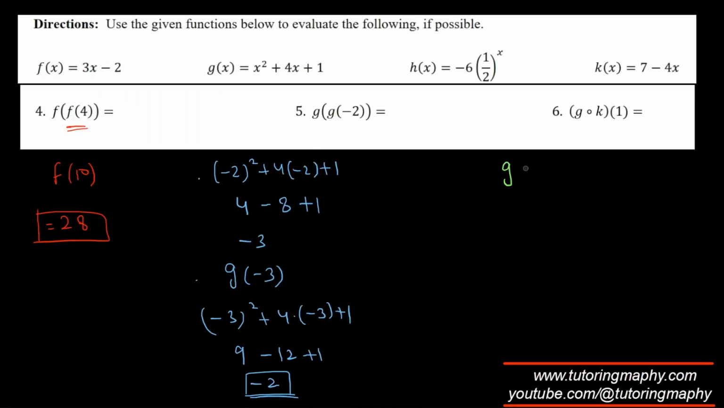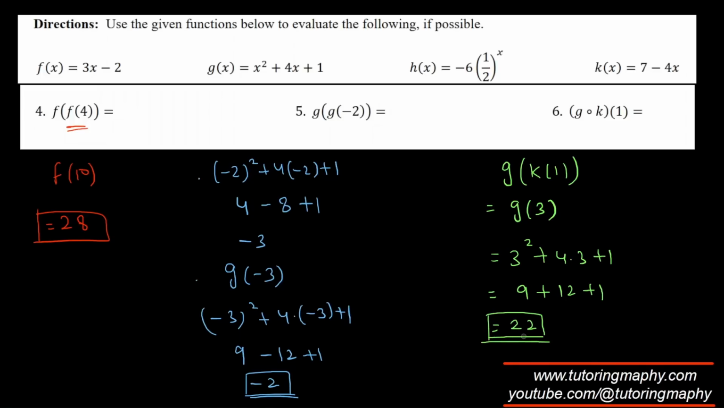g of k of 1, so g of k of 1, that's how we're going to write it. k of 1 is just replacing x with 1 over here. So 4 times 1 is 4, and 7 minus 4 is 3. So I'm looking for g of 3. g of 3 is right here. So I replace x with 3 over here. So that's going to look like 3 squared plus 4 times 3 plus 1, which is 9 plus 12 plus 1. 9 plus 1 is 10. 12 plus 10 is 22. So we have 22 over here.